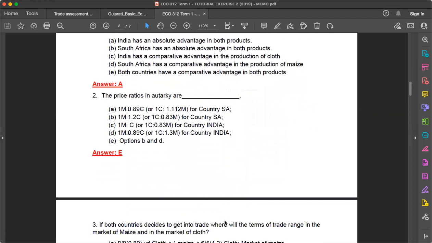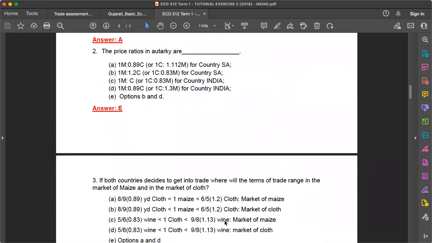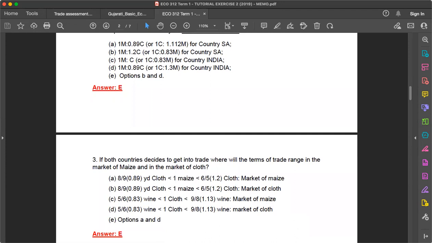Right. Then we're going to move on to the next one. So if both countries decide to get into trade, where will the terms of trade range in the market of maize and in the market of cloth? So you need to know where exactly the markets fall, right? Like where exactly will they benefit and how exactly will they get into trade? So you have the following options. You need to consider where both countries will stand based on the options above, and also know what's right, what's wrong. Look at what you've calculated, look at what you have here. Then your answer, E, options A and D.